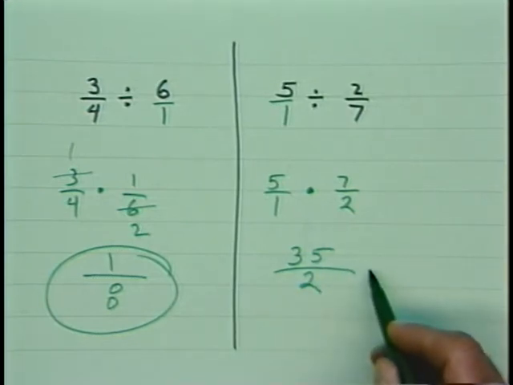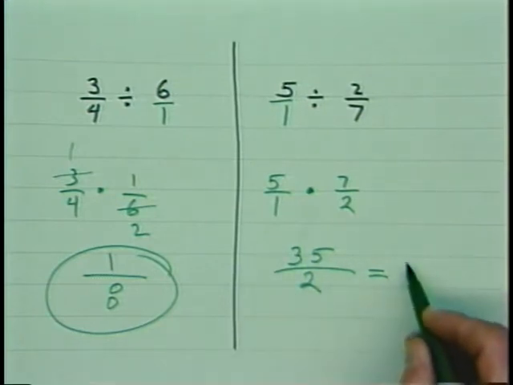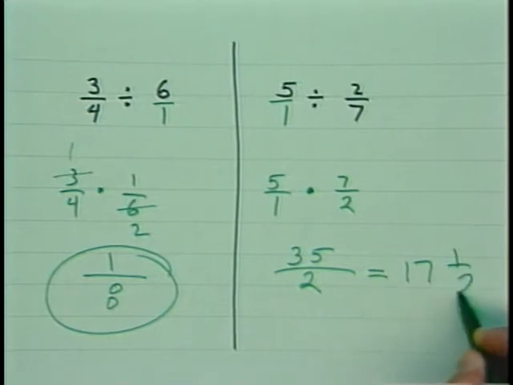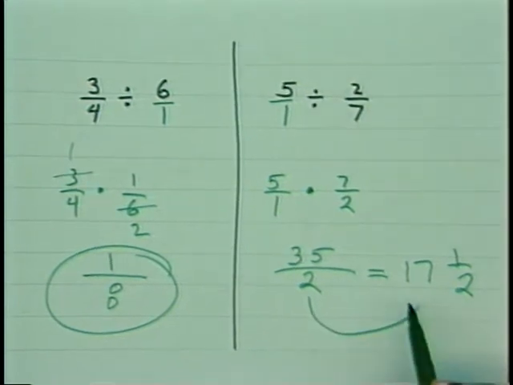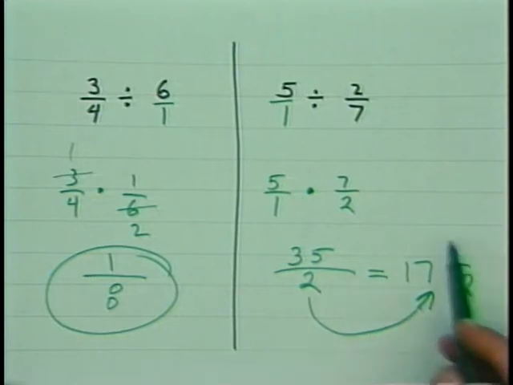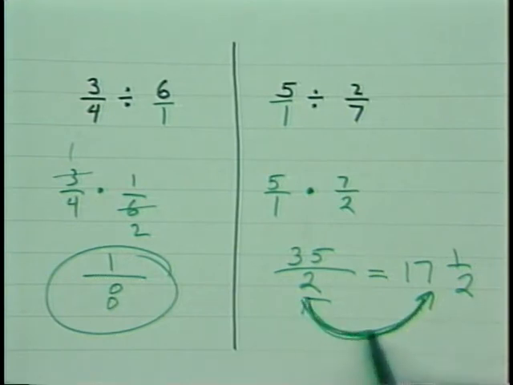improper fraction. However, frequently we want you to change this to a mixed number by taking, in this case, 35 divided by 2, and we would get 17 and 1/2. This process of going from an improper fraction to the mixed number form and the mixed number format back to the improper form should be a very automatic procedure to you now.